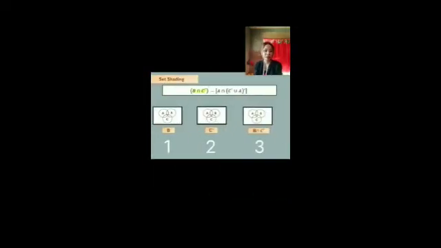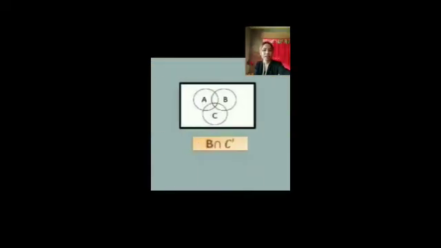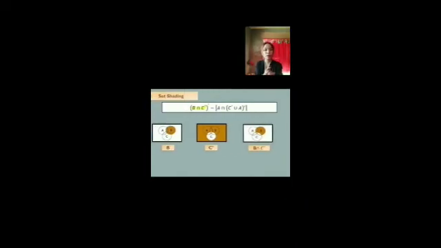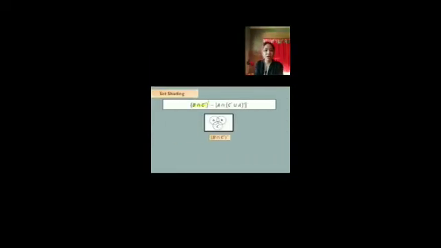Next, the B intersect C complement. We will intersect letter B and C complement. So that's the answer, the intersection of B and C complement. So these are the answers for B, complement of C, and B intersect C complement. Lastly, we will find the complement of B intersect C complement.